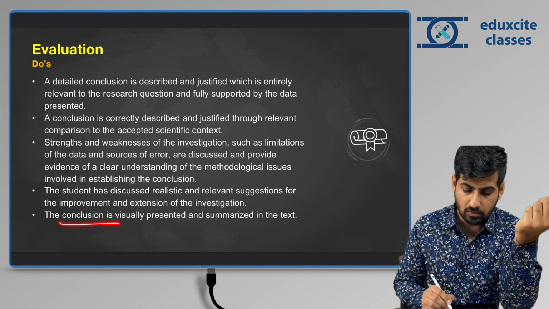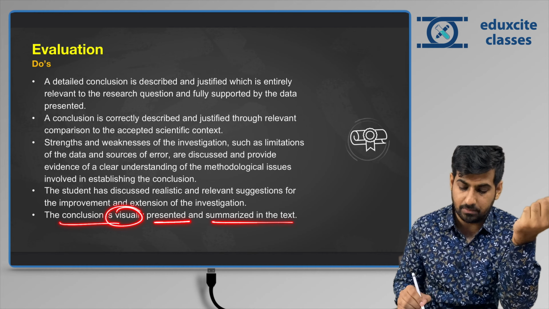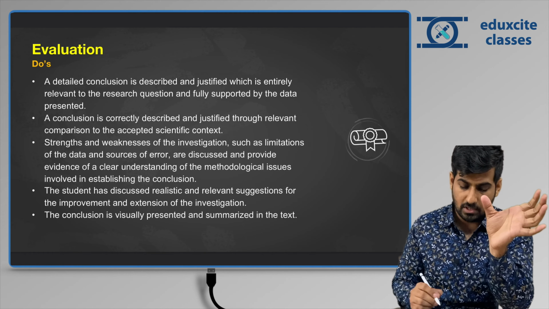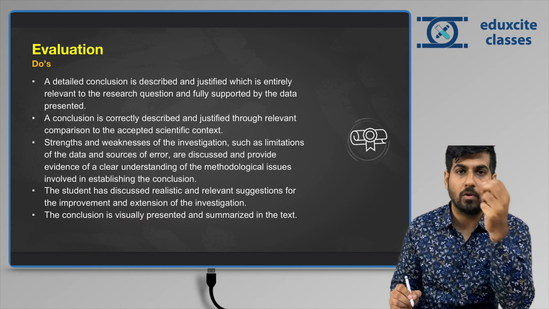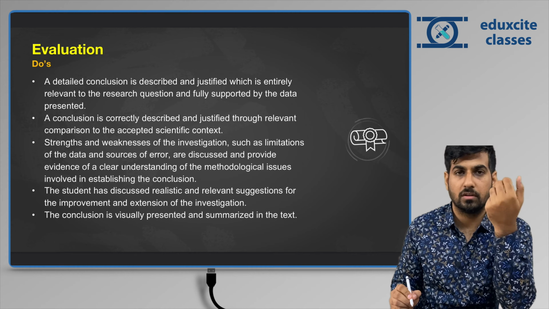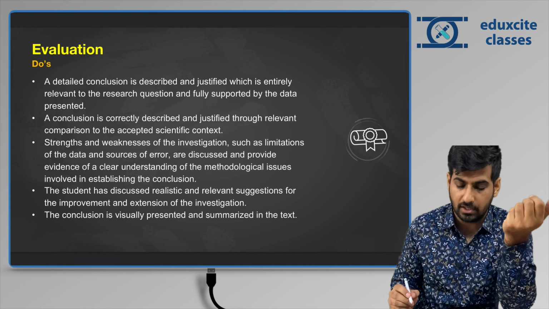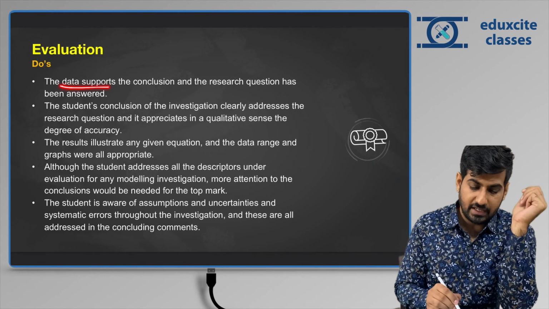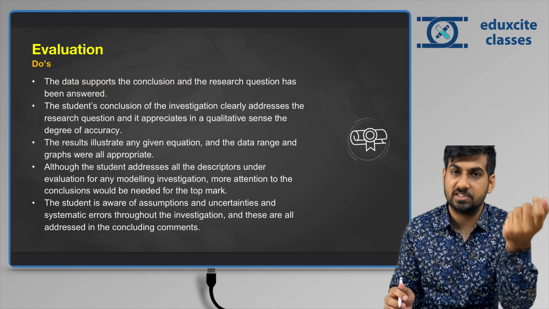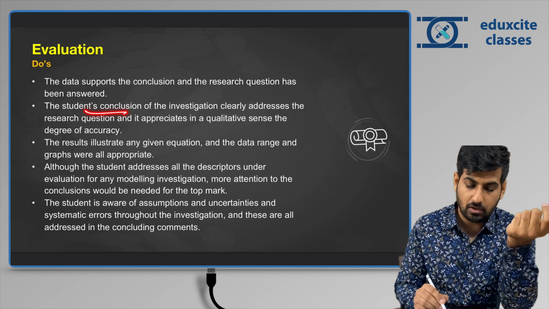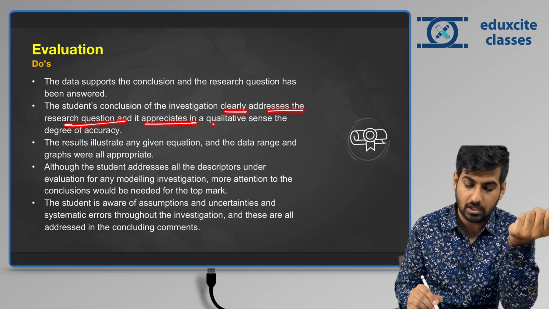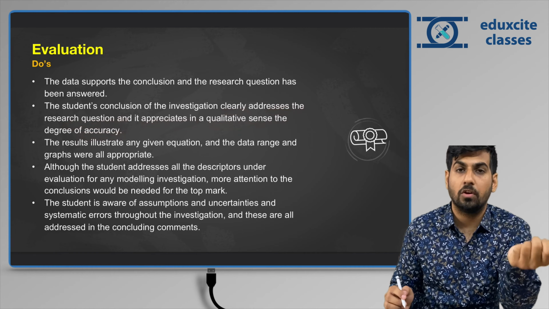Okay. The conclusion is visually presented and summarized in the text. It should be clearly mentioned what your conclusion is. It may be visually presented in the form of any clip art or a graph or whatever creative way you can think of, and summarized in the text. The data supports the conclusion and the research question has been answered at the end. The student's conclusion of the investigation clearly addresses the research question and appreciates, in a qualitative sense, the degree of accuracy.